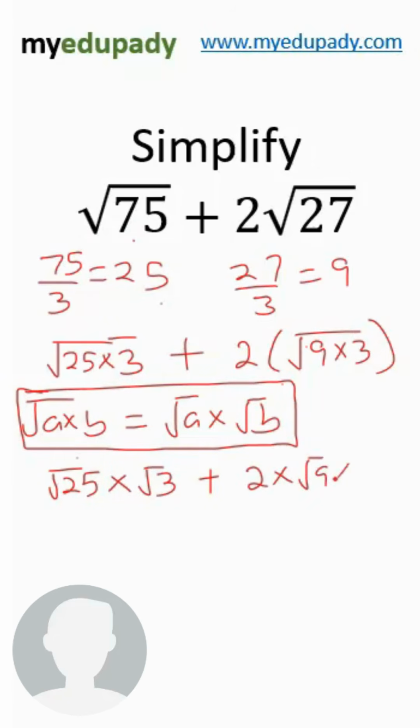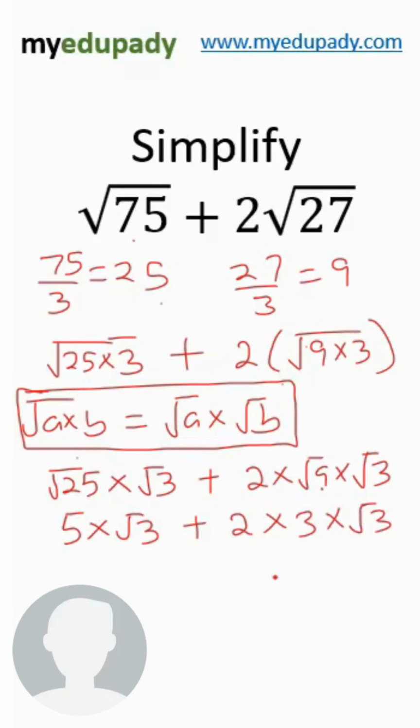So the square root of 25 is 5. So I have 5 times root 3 plus 2 times the square root of 9 is 3, then times root 3. So 5 times root 3 is going to give us 5 root 3. Be careful. Do not use the 5 to multiply what you have under that root. So then plus 2 times 3 is 6. So this is 6 root 3.